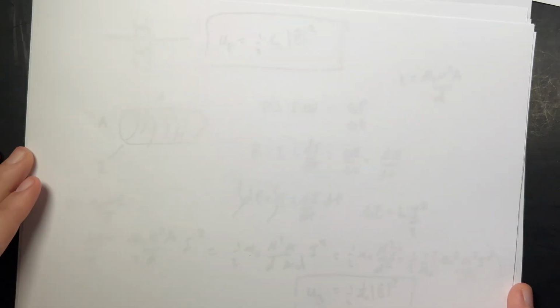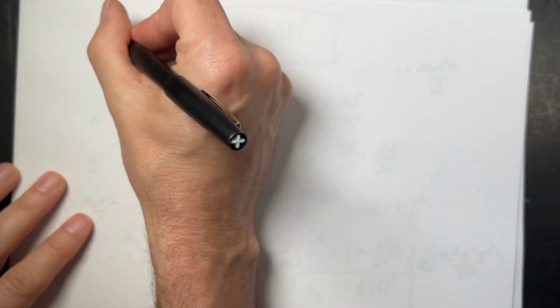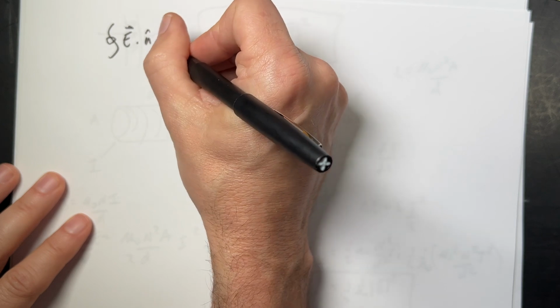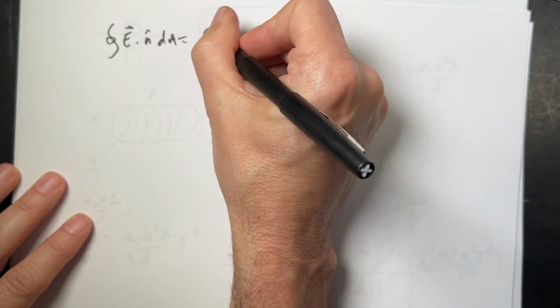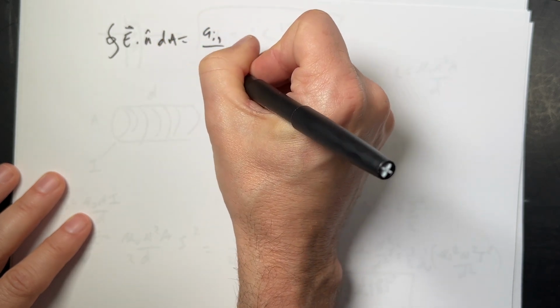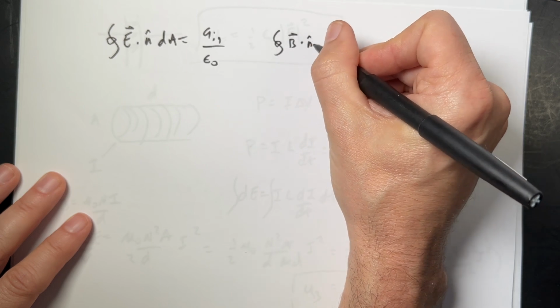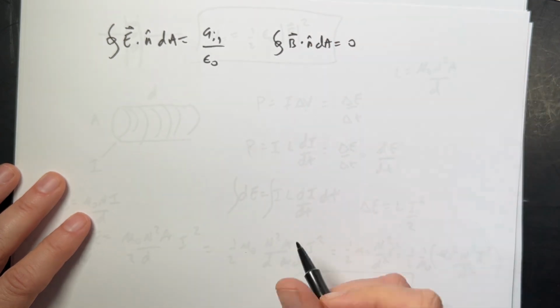So Maxwell's equations, we have Gauss's law, E dot n hat dA equals Qn over epsilon naught. We have Gauss's law for magnetism, B dot n hat dA equals 0.